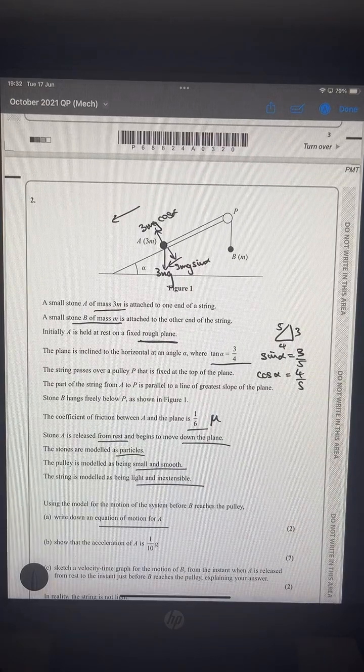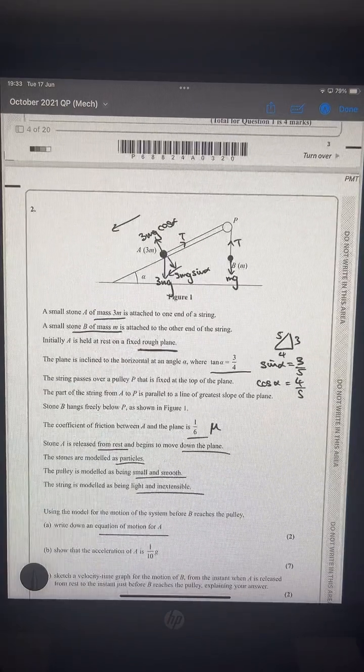What else can I label here? I can label that this has a weight of mg, and I've got a tension acting in this string and a tension which is the same in that string as well. Why? Because the string is inextensible and the pulley is smooth. So I need to just find an equation for a.